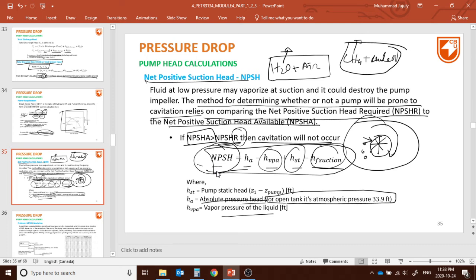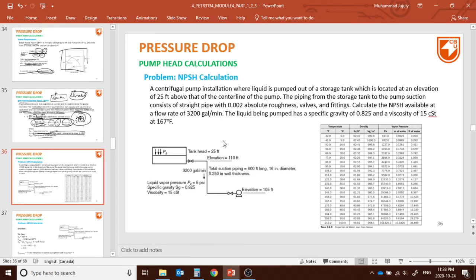And after calculating the net positive suction head, if we check and see that it is more than the net positive suction head required, or the threshold value, then we are safe. But if it is less, then we should be aware of the situation. We should avoid the situation. Now let's see the math of how we can actually calculate the NPSH.